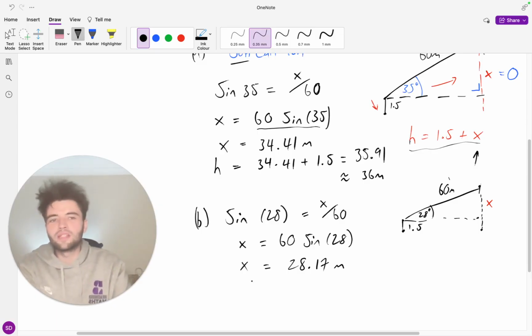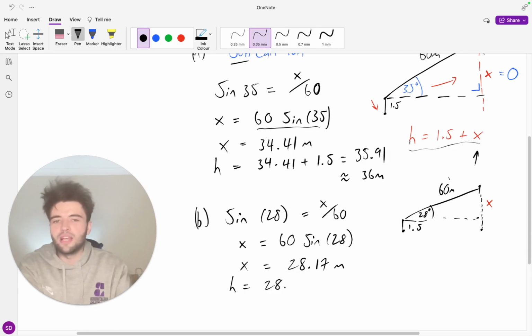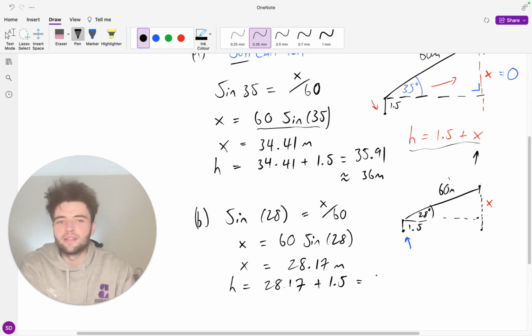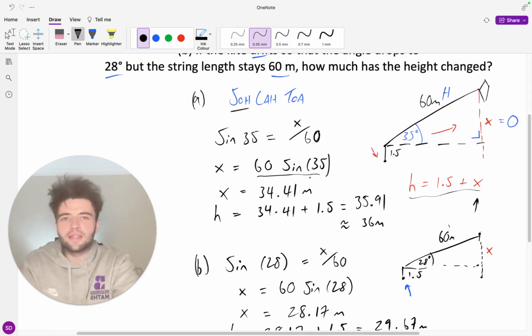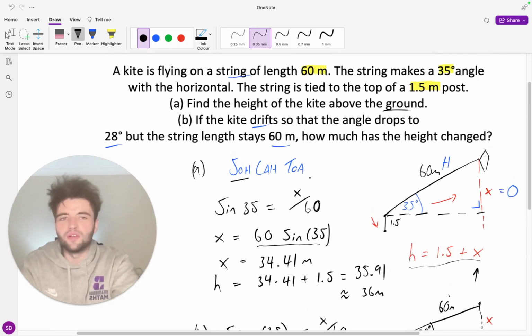And so we're almost there now. We found x, and just like we did in part A, we're going to have to find h by taking this 28.17 and adding on our 1.5, which was the length of the little post that the kite is tied to, so we need to add that in. So this is going to bring up our overall height to a value of 29.67 meters. But our very last step in this question, if we go back up to how it's phrased, is to find how much the height has changed.